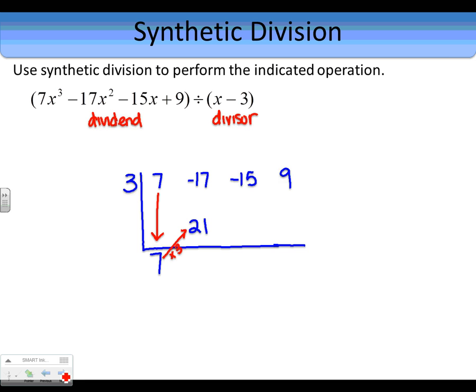Negative 17 is now lined up with 21, so I'm going to add those together. So I now get negative 17 plus 21, which is 4. Okay. So now I have that 4. I'm going to multiply the 4 times the number I got from the divisor, which is 3. So 4 times 3 is 12. Negative 15 is now lined up with 12, so I add those together. Negative 15 plus 12 is negative 3.